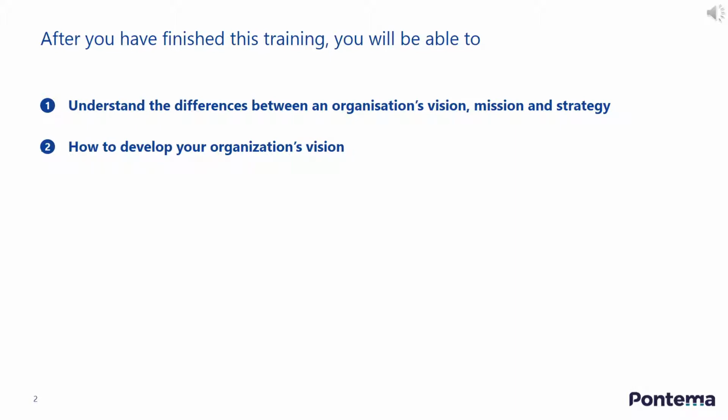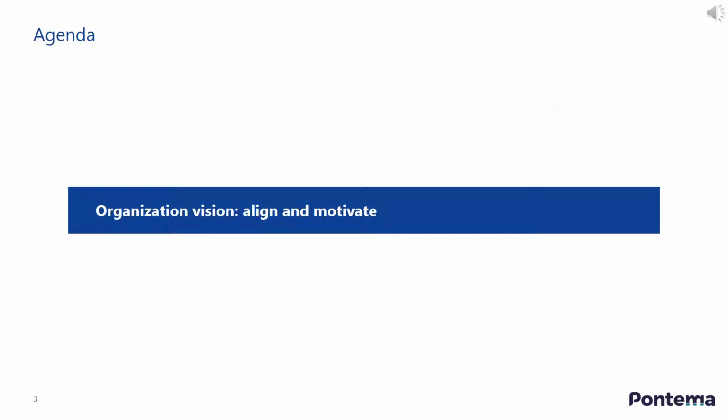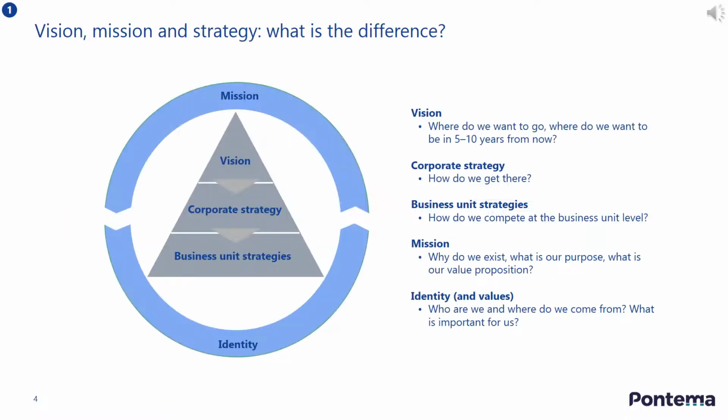After you have finished this training, you will be able to, firstly, understand the differences between an organization's vision, mission, and strategy. And secondly, how you can develop your organization's vision. To begin with, let's look at what I mean by an organization's vision. Vision is often used in the context of corporate identity, mission statements, and both corporate and business unit strategies.